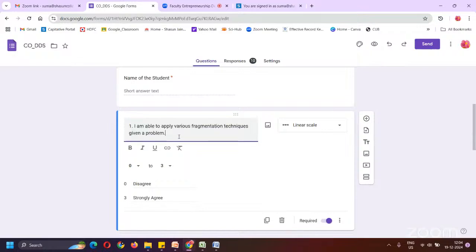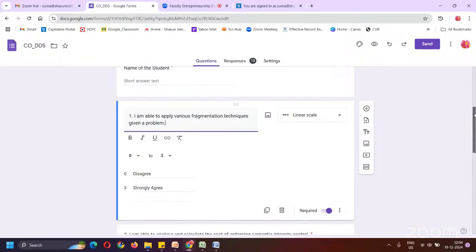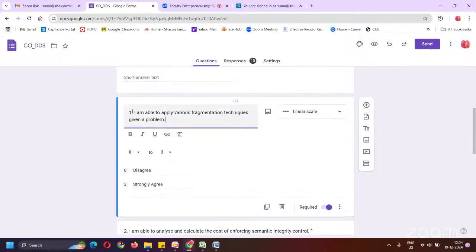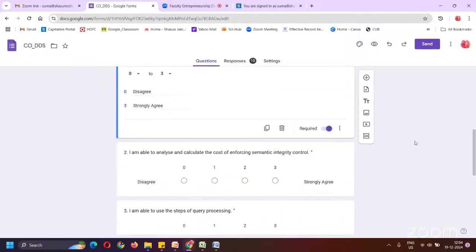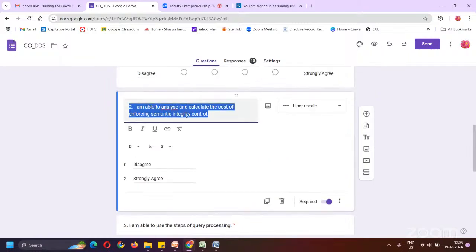So I have converted my COs into a question so that the student will understand it from their perspective and answer. The student will read it like this: am I able to apply the various fragmentation techniques given in the problems? Likewise you have to convert all your COs into feedback questions, and then I'll be using a 4 scale method to do the survey.